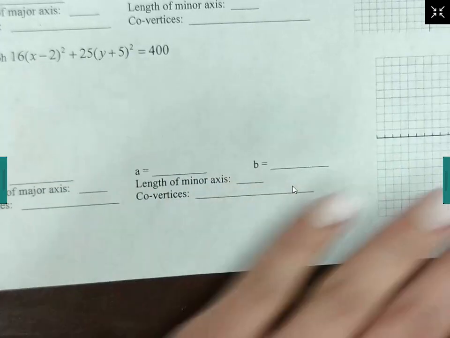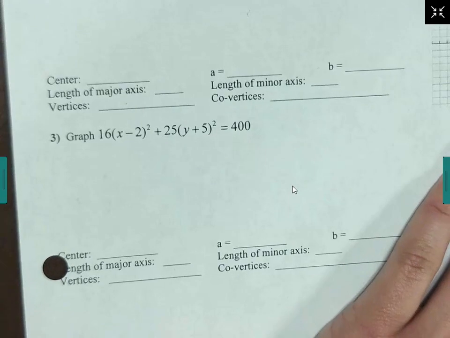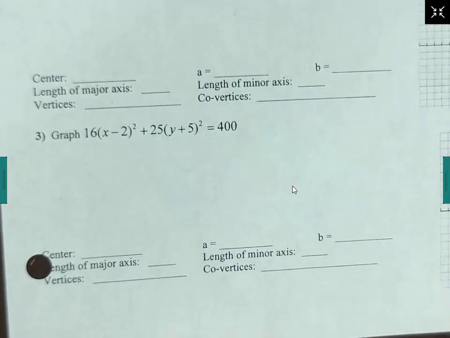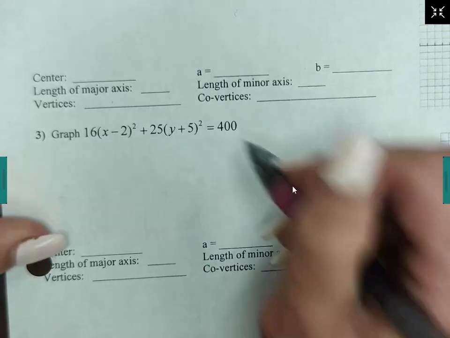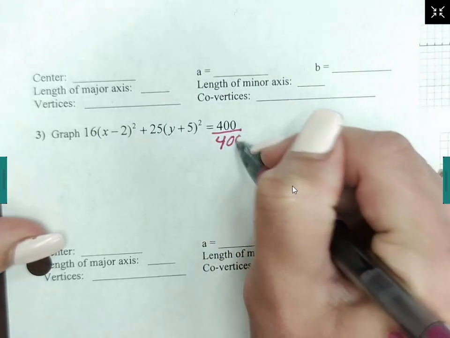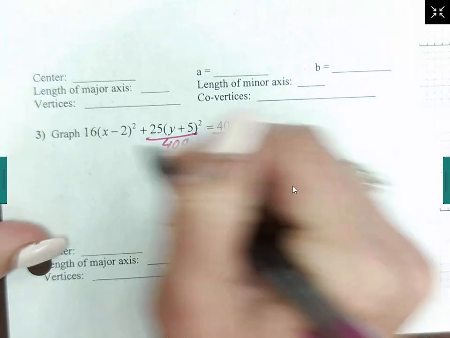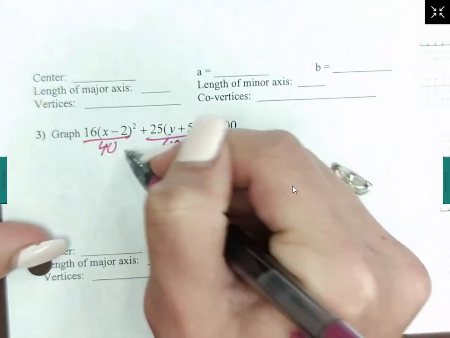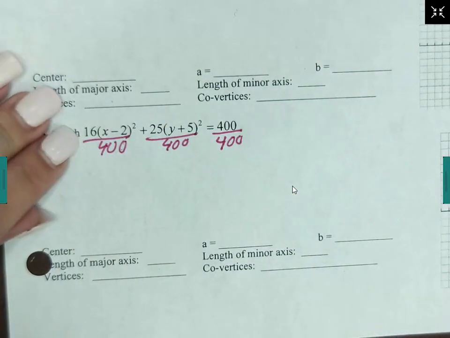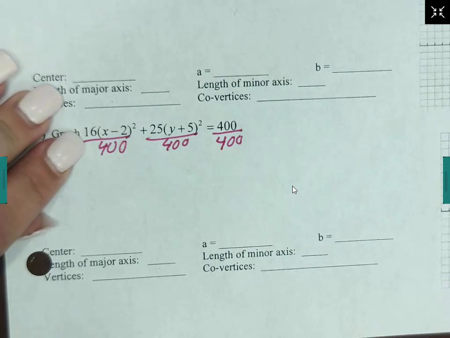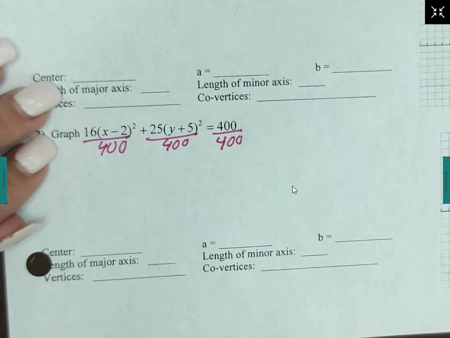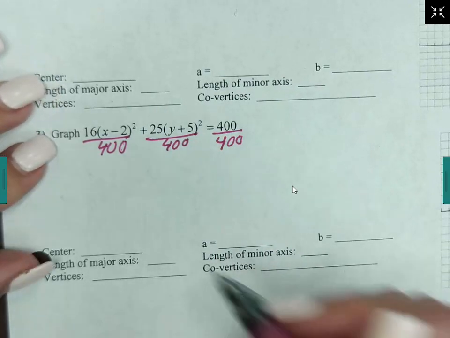So look at number 3 from your homework. We know that the standard form of an ellipse has to be equal to 1, so we need to get rid of that 400. We do that by dividing everything by 400. When we divide these, we don't just put this in our calculator; we want to simplify this 16 and this 400. It simplifies to what? 25 in the denominator, 1/25th, right?